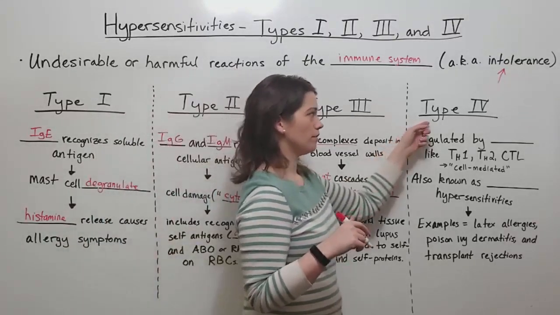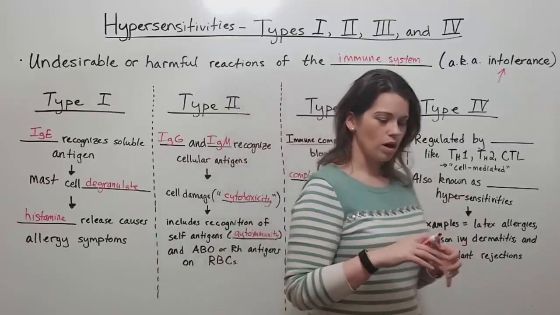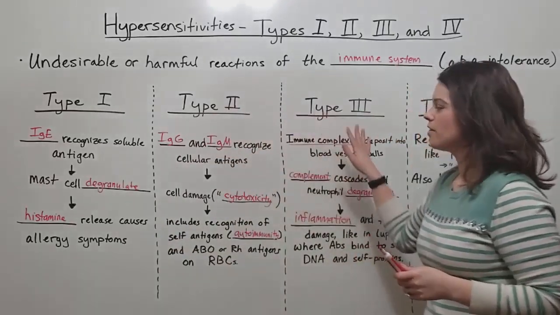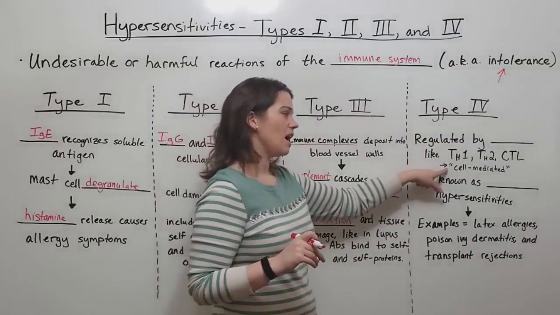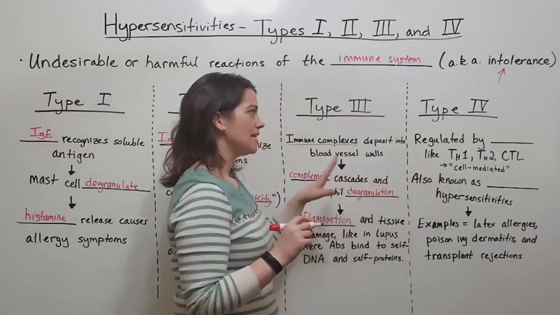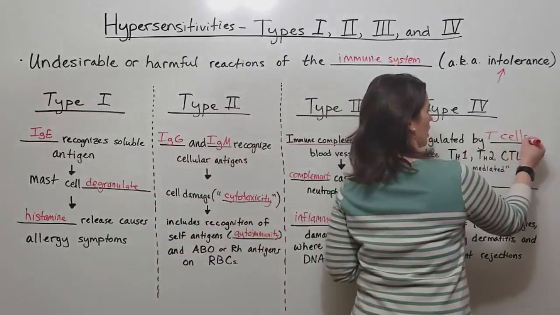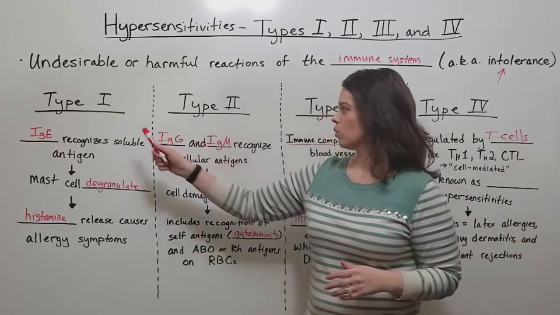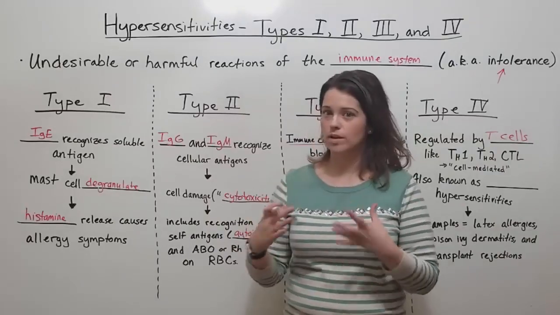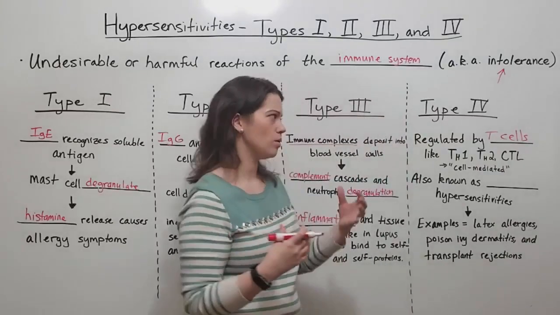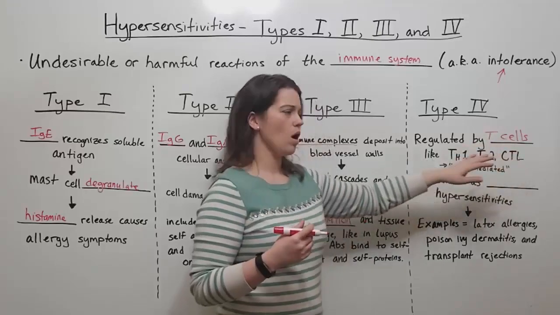Now let's move on to the final type of hypersensitivity, type 4. Type 4 is different than the first three types, in particular because it is cell-mediated. It is actually regulated by T cells. So whereas types 1 and 2 and 3 all involved antibodies doing something that was going to harm the host, type 4, it's about T cells doing something wrong.